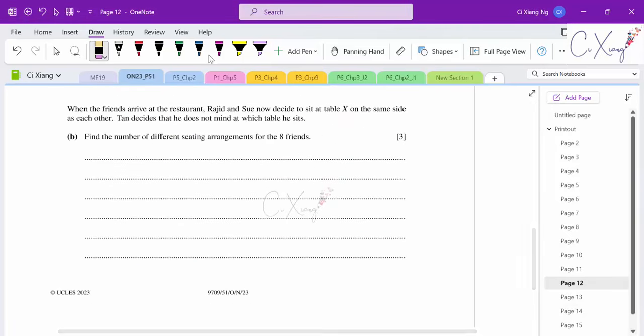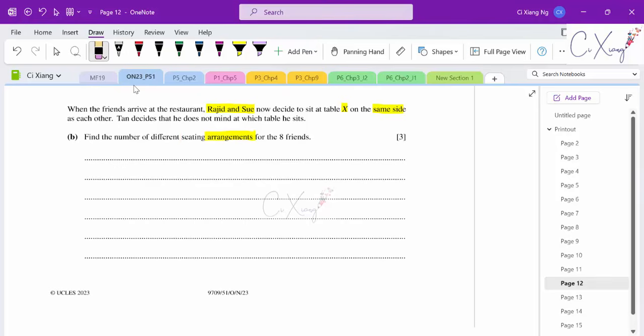Okay, then now they are saying that when the friends arrive at the restaurant, Rajit and Sue decided to sit at table X. R and S sit at table X on the same side as each other. So highlight the keyword "same side". Then Tan decided that he does not mind at which table he sits. So find the number of different seating arrangements. Now highlight the keyword "arrangement".